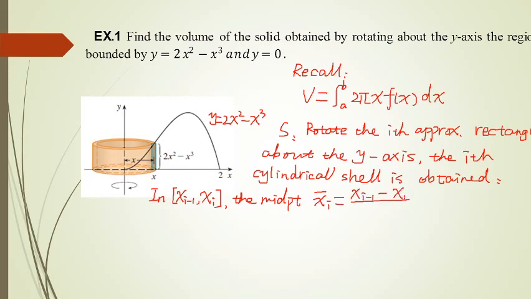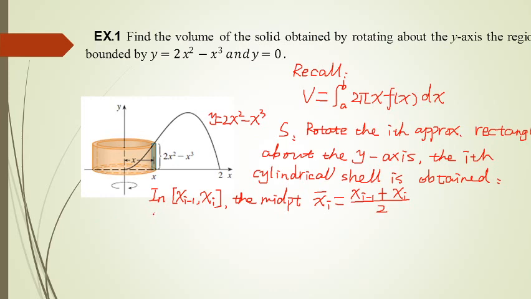And you will notice that for this shell, x_{i-1} gives the inner radius, x_i gives the outer radius. So the average of those two is x_i bar, that can also be taken as the radius, right? That is the radius r in our previous formula. So the circumference will be 2 pi x_i bar. And then how about the height?